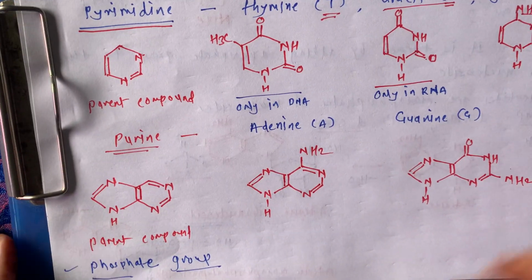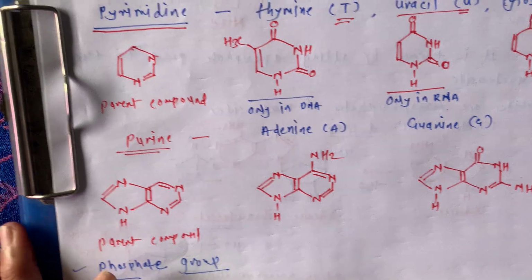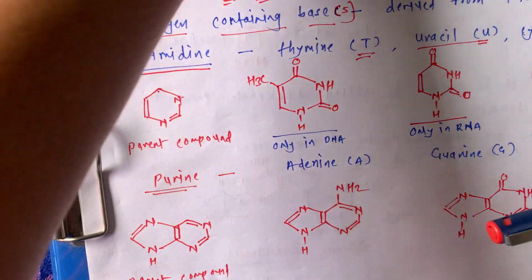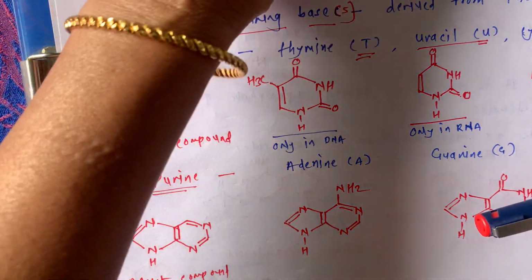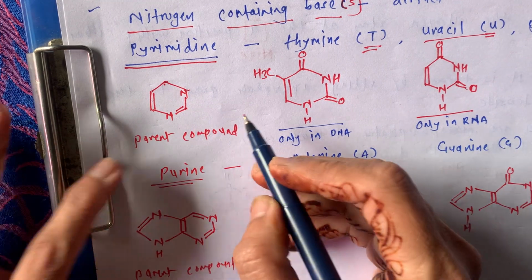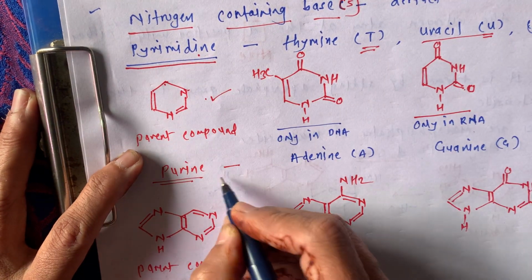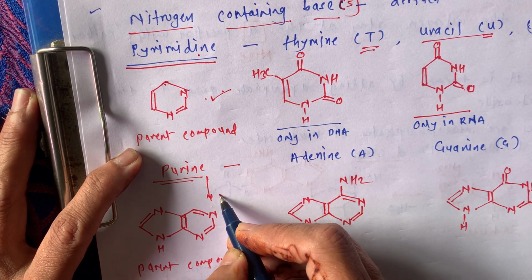Then the next parent compound is, sorry, I made some mistake, I think. Sorry students, this is our pyrimidine, and this is our purine. This is pyrimidine and this is our purine.